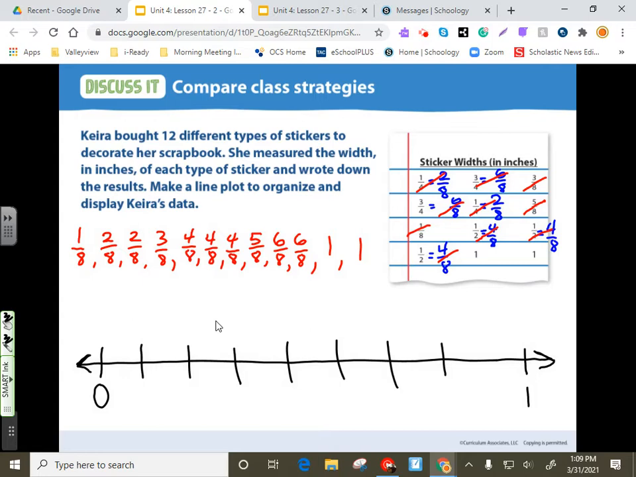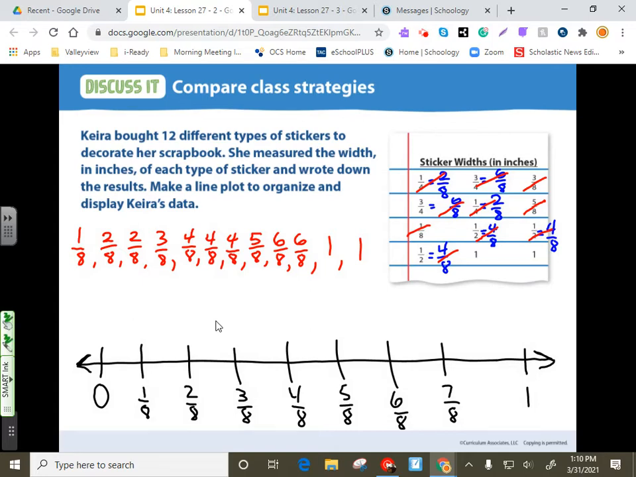So basically, this is 1/8, 2/8, 3/8, 4/8, 5/8. I think you're seeing the pattern already. 6/8 and 7/8. And I don't have to change 1 to 8/8. We just know that.